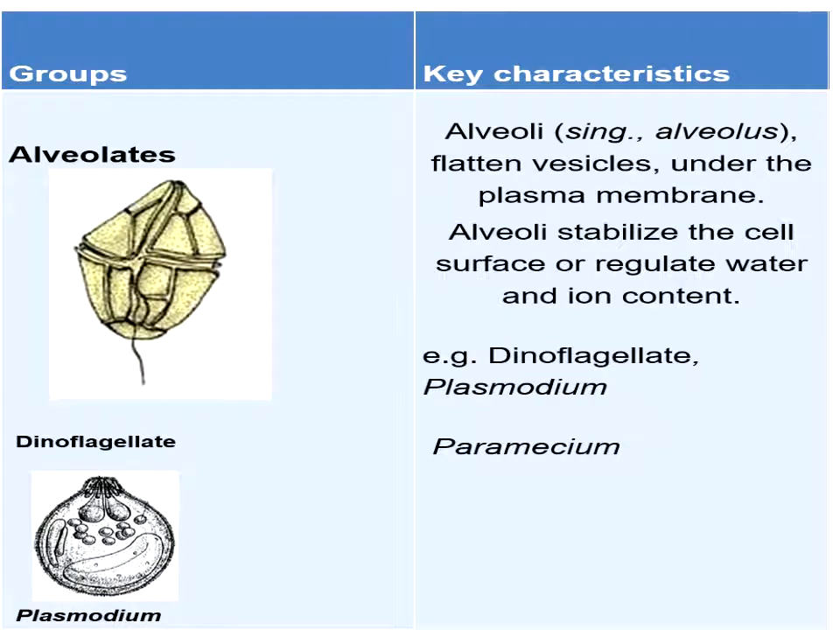So alveolates have an alveoli-like flattened vesicle that sits under the plasma membrane. So this alveoli stabilizes the cell surface or regulates water and also ion content. A good example would be paramecium. And another example is dinoflagellates and also plasmodium.